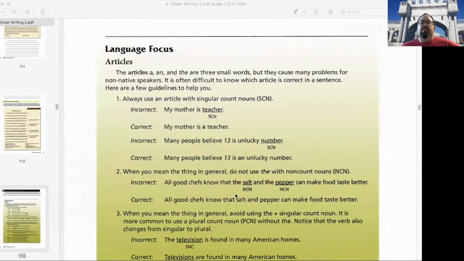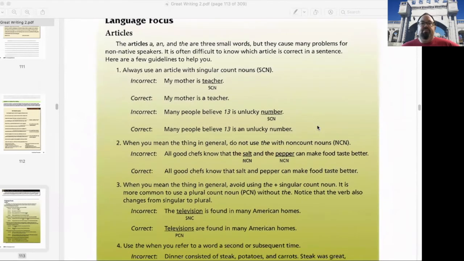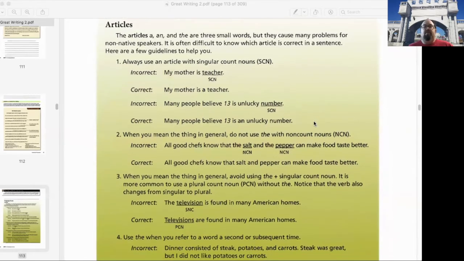Okay, we've got a little grammar section here using articles, which are always very tricky in English. And we've got a few guidelines here. So singular non-count nouns, right? So singular, meaning one, and nouns that are not count, singular count nouns. Nouns that you can count. So for example, my mother is a teacher. Many people believe 13. 13 is a number, one of many numbers. You can count numbers. So it is an unlucky number.